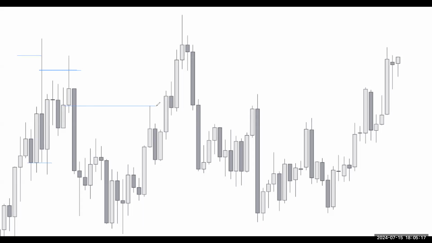All right. Also here at this point, we had this tap. This is the daily time frame, current gold daily time frame. So price taps, comes to this daily support, taps, and then continues. So daily would always go to daily.